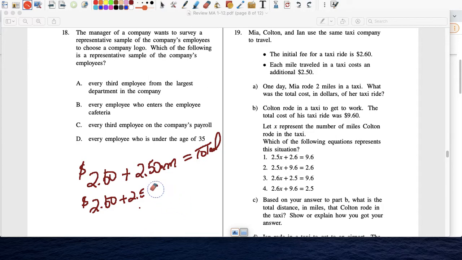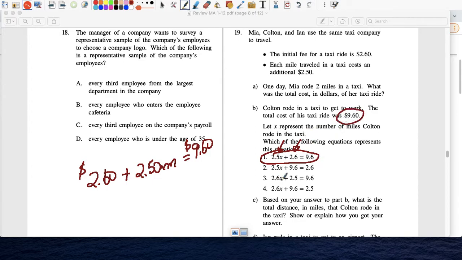So we already have the equation. If the initial fee plus the miles times $2.50 all equaled $9.60, how many miles did he travel? So this would be the equation that we would use. Is there anything that looks like this? 2.50x plus 2.60, well, there we go, right here. The cost per mile plus the fee equals $9.60, which was his cost. So how many miles did he ride for? Number 1 would have been your correct answer.